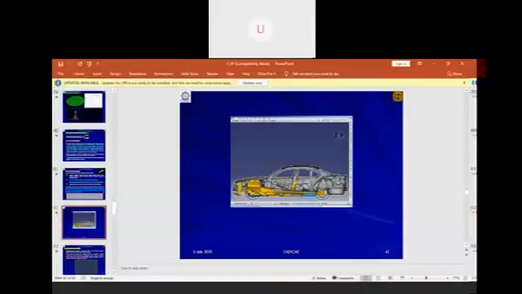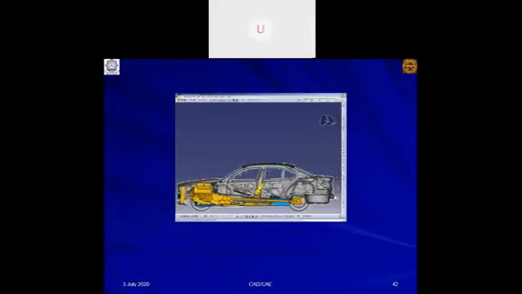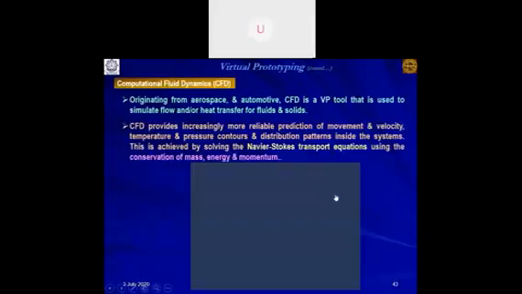I already mentioned that computational fluid dynamics is another important virtual prototype tool that is used to simulate the flow and the heat transfer of the fluid. Now CFD provides increasingly more reliable prediction of the movement and the velocity, temperature and pressure contours and distribution pattern inside the system. This is achieved by solving the Navier-Stokes transport equations using the conservation of mass, energy and momentum.